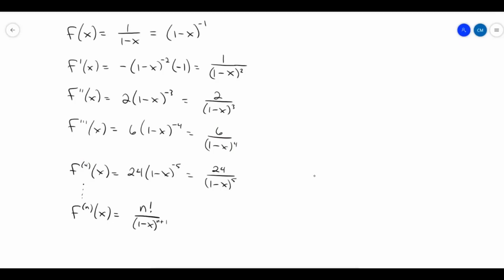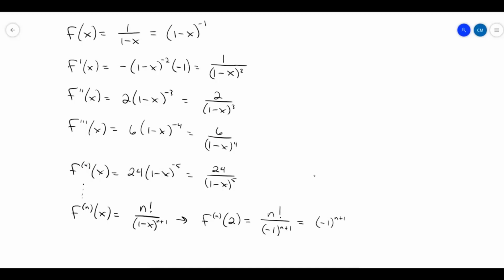And so next, what I'm really after here is this. I really want f^(n) of the center. So how do I find that? Well, I just plug in 2 for x. So I get n factorial over, and then I get 1 minus 2, which is negative 1, to the power of n plus 1. Okay?